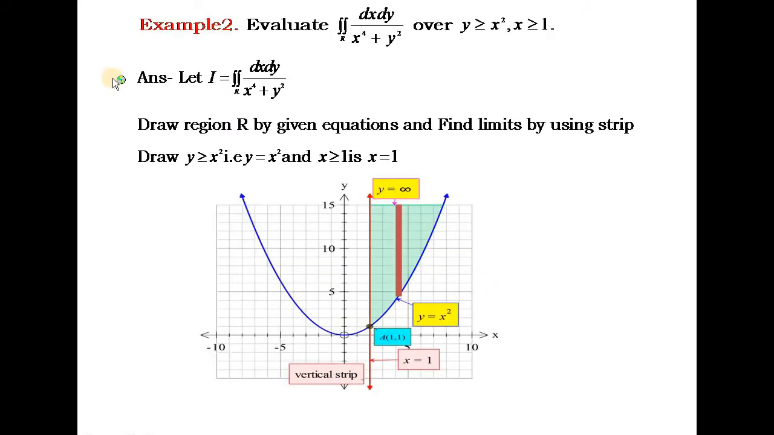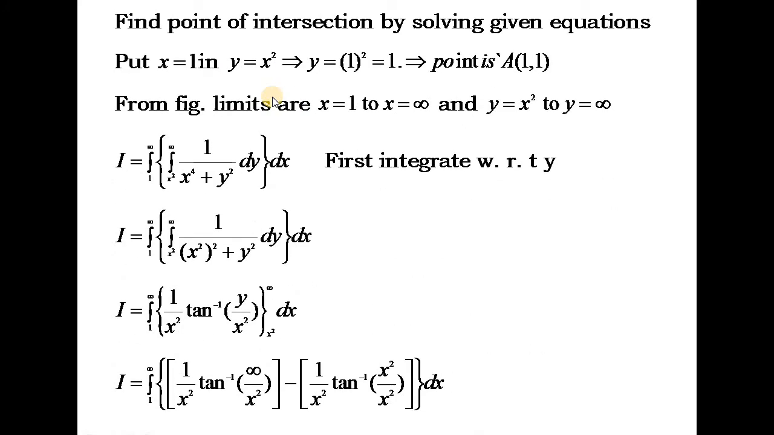Our x limits are from this line to this curve, move the strip anywhere from this line to this curve. So from this line, that is x equal to 1 is the lower limit, and this curve also has no limit, so x is also infinity. So x limits are 1 to infinity, and y limits x square to infinity. So this integration is double integration 1 to infinity, x square to infinity, dx divided by x raised to 4 plus y raised to 2.